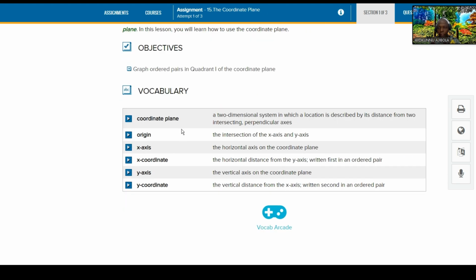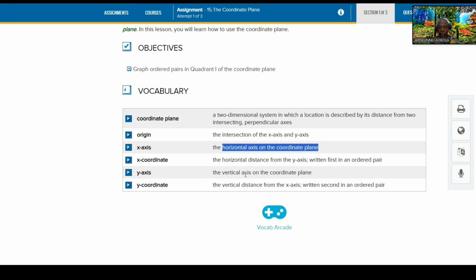Okay, let's look at the points here. Coordinate plane is a two-dimensional system in which a location is described by its distance from two intersecting perpendicular axes, which are x and y axes. Origin is the intersection of the x and y axis. X-axis is the horizontal axis on the plane. X-coordinate is the horizontal distance from the y-axis, which is written first in an ordered pair, as we've seen during the last class.